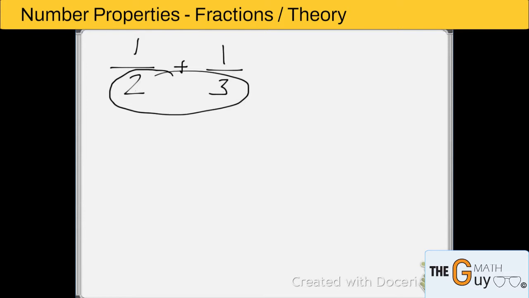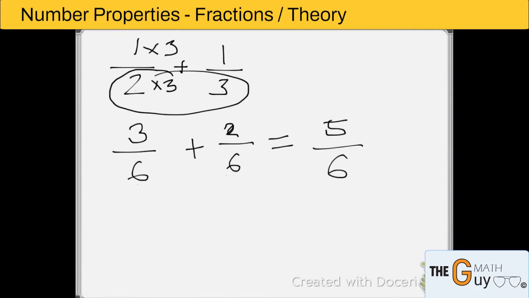So you convert this to 3 out of 6 plus, right, you multiply 2 by 3 and you multiply 1 also by 3. So it becomes 3 over 6, and 3 over 6 is nothing but half. 1/3 is nothing but 2 over 6. When the denominators are the same, that's when you can add them and you get 5 over 6. This is how you add, and this is the same way you subtract.